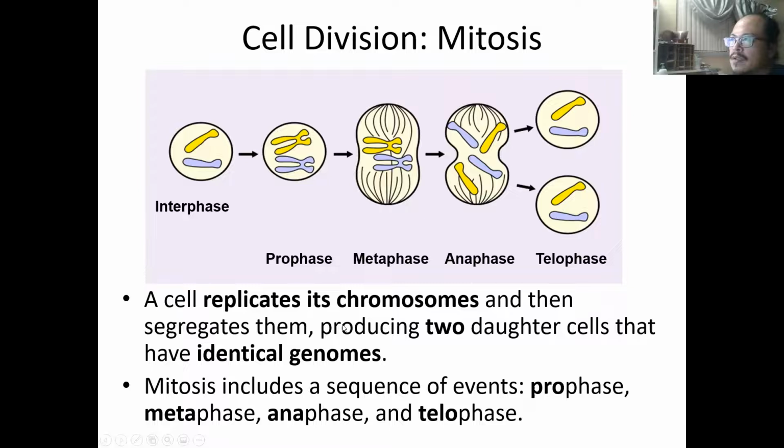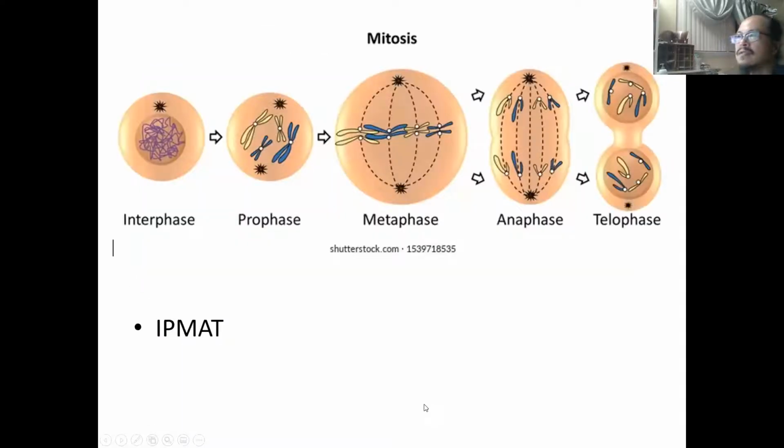So mitosis can be divided into different phases, four phases in a way. We call them prophase, metaphase, anaphase, and telophase. In this one, I'll show you these four different stages during mitosis.